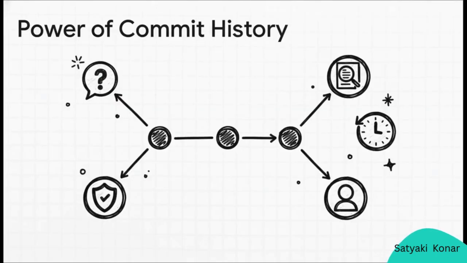Think about it. Once you have a history of these commits, you have a perfect record. You know exactly what changed. You know when it changed. You know who changed it. You can literally time travel back to any point in your project's history. Need to see what the code looked like last Tuesday? No problem. This gives you total confidence when you're working, especially with the team.